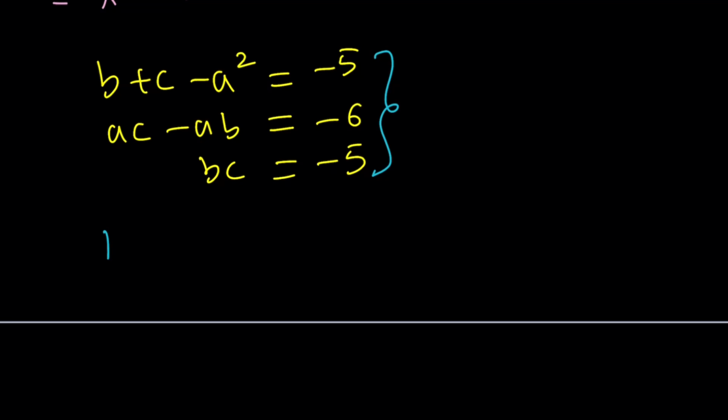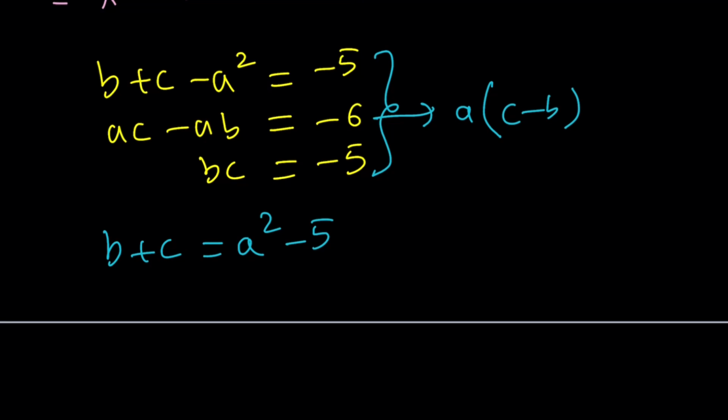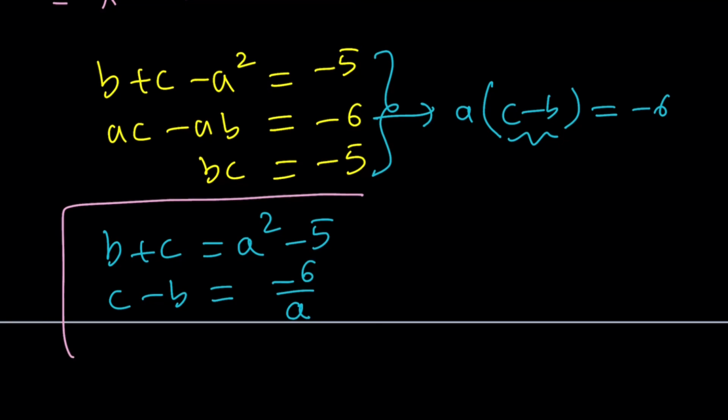From the first equation, isolate b plus c, write it as a squared minus 5. And then from the second equation, take out an a and write it as c minus b times a equals negative 6. And from here, isolate c minus b by way of division and write it as negative 6 over a. Awesome. This is going to be very helpful because from here you're going to be able to solve for b and c in terms of a. Great. And then you can go ahead and plug it in here.